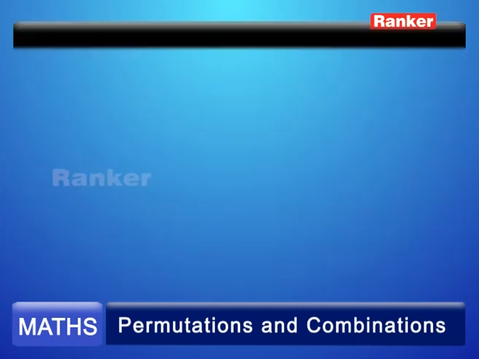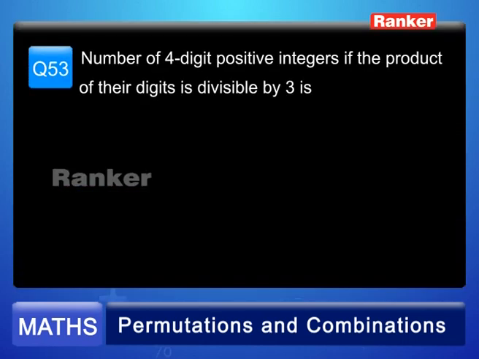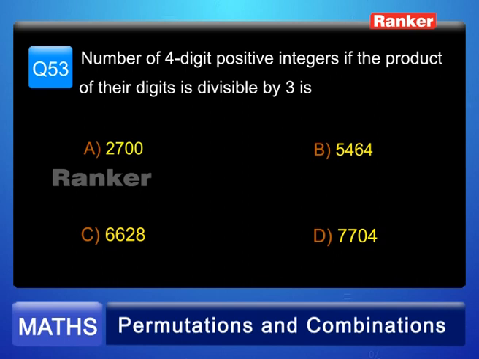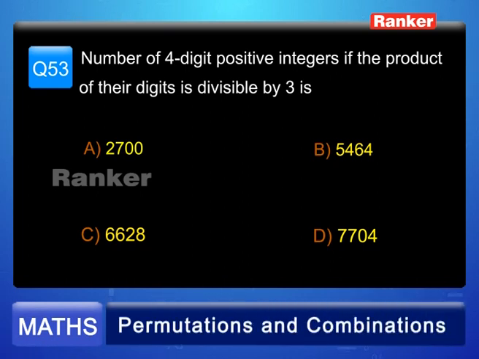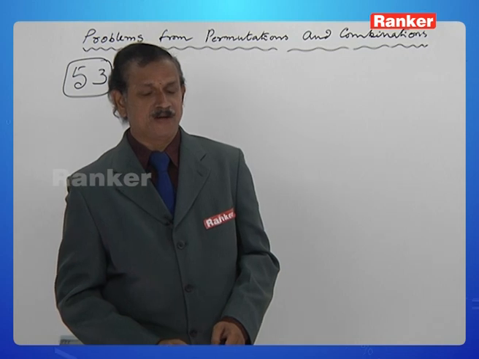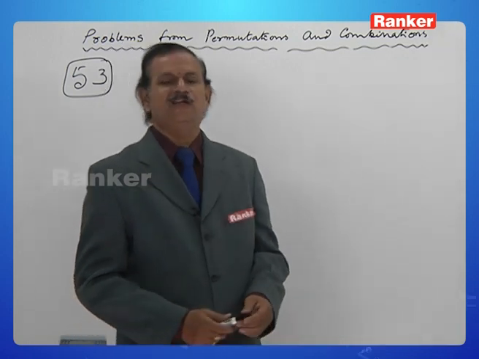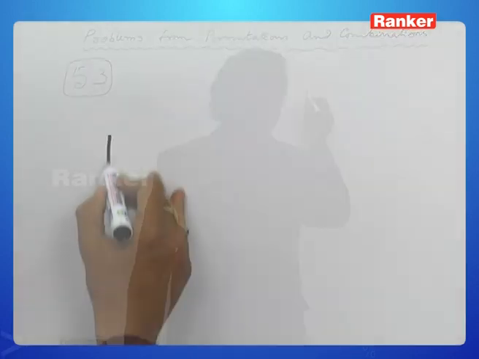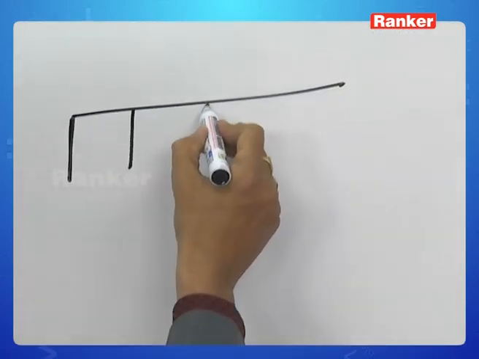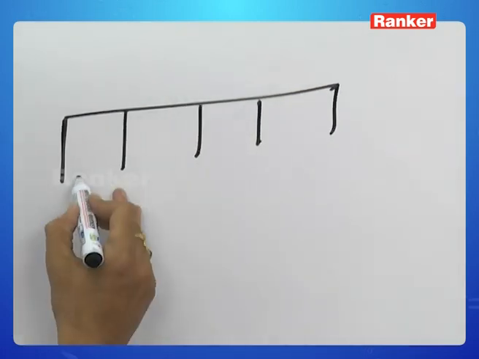That is the question. In this question, the number of 4-digit positive numbers is required, provided the product of their digits is divisible by 3. How many digits are there actually? 0, 1, 2, 3, etc., 10. How many digited numbers are required? 4-digit numbers are required. Therefore, how many places are to be filled? 1, 2, 3, 4.